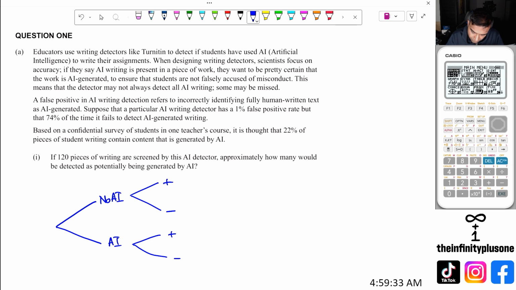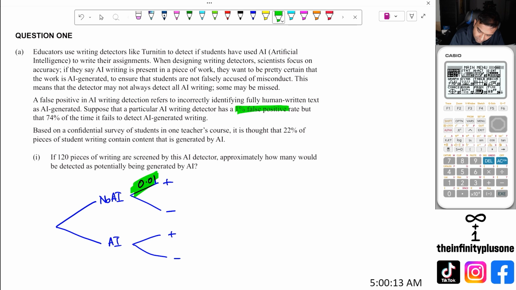If you look at the first statement here, 1% false positive, that means this part here is 1%, because they've not used AI, but Turnitin is actually saying yes, they have used AI. So this branch here is going to be 1%, so that's going to be 0.01. I'll just highlight it this way so you guys can see what's happening.